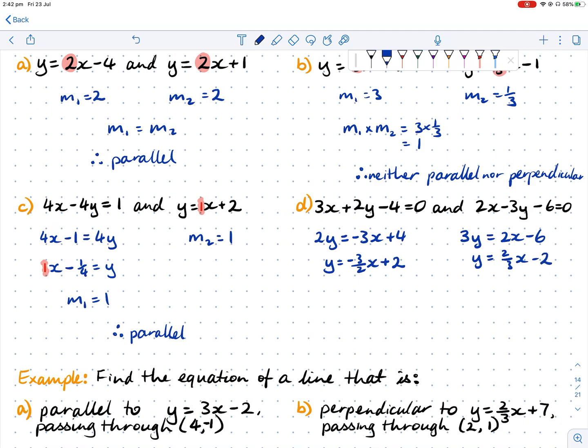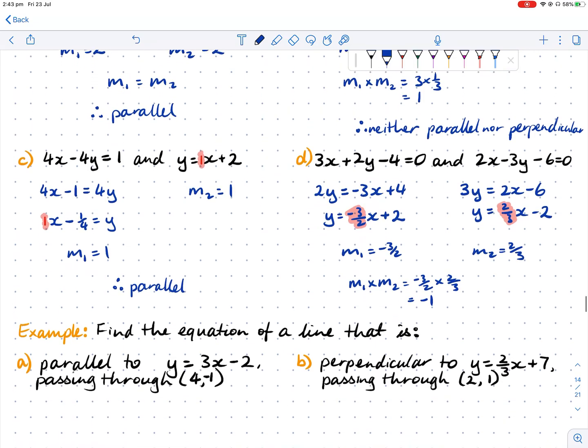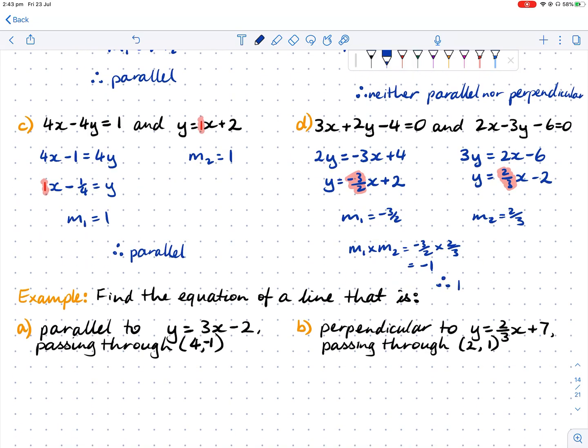So that's our two equations. What we then need to do is work out what the gradients are and see what we can do with those. So the gradient is the coefficient of x. So we've got m1 is negative 3 over 2, and m2 is equal to 2/3. So obviously they're not equal to each other, so we will multiply them together and see what happens. So m1 times m2 is negative 3 over 2 times 2/3, and that will give you negative 1. So then we know, therefore, the lines are perpendicular.